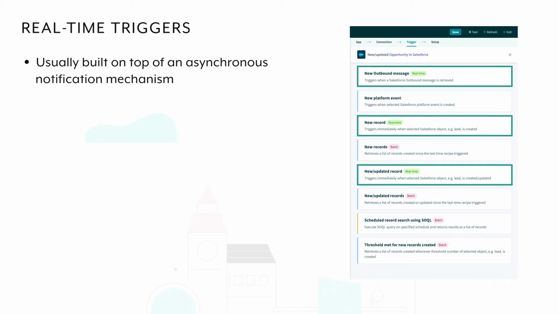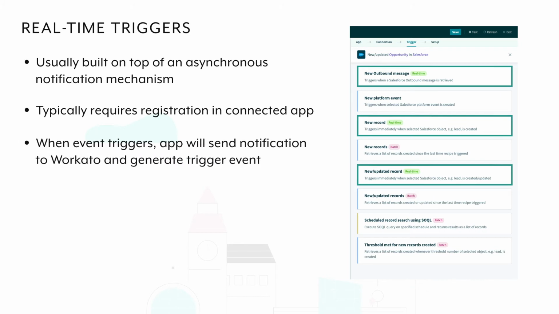This is built on top of asynchronous notification mechanism, which means that the recipe will process the data that is delivered by the app in whatever sequence it chooses to. This will usually require registration in the connected application via API or manually through the app interface. Each time the application has new or updated events, it will inform Workato straight away. Webhooks are one such mechanism. Most real-time triggers supported on Workato are built on webhooks.